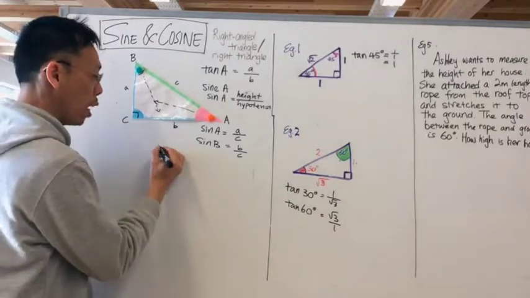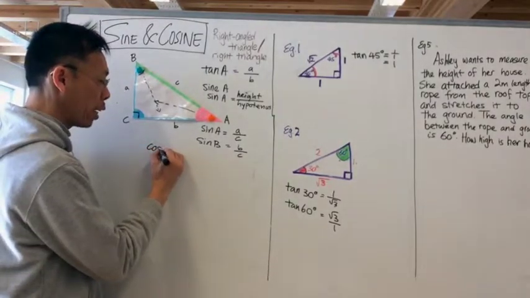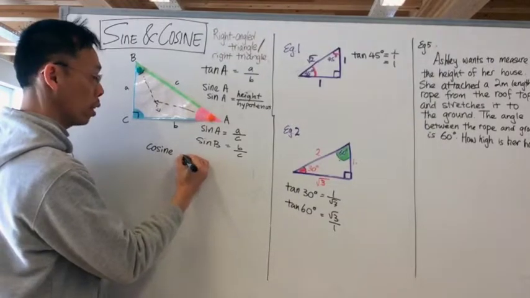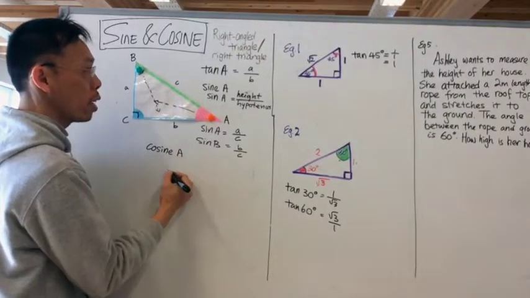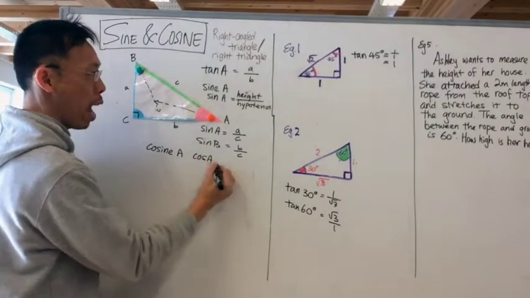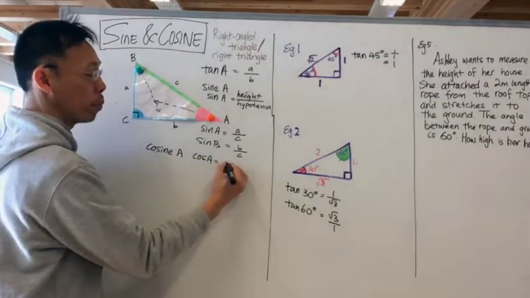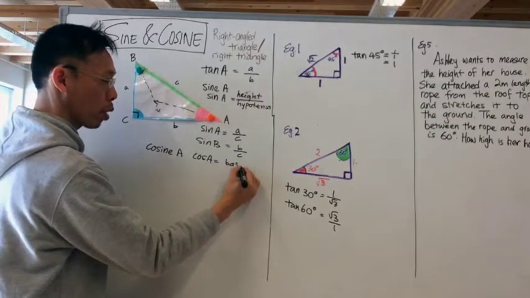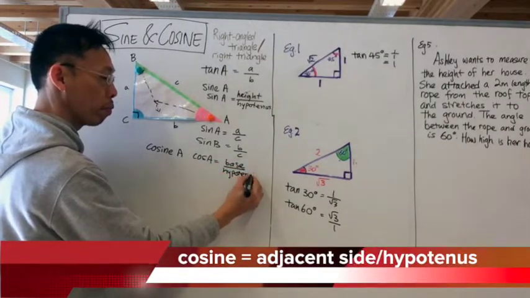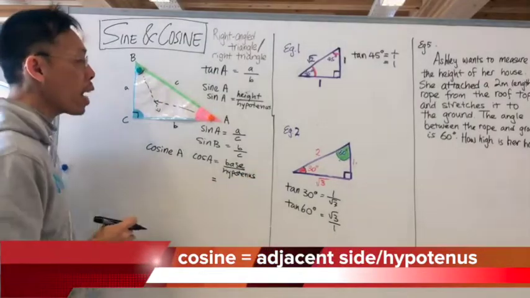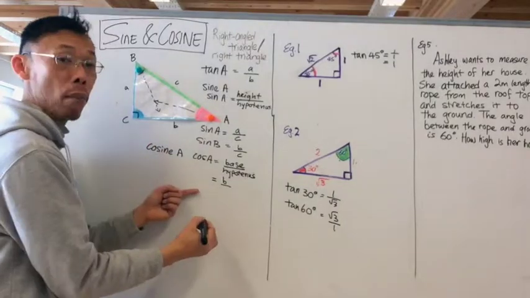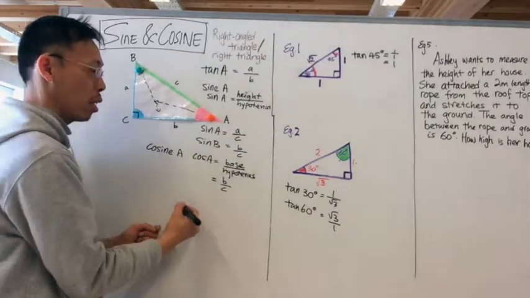Then we have another concept called cosine, C-O-S-I-N-E. And cosine of A, the short form is C-O-S A, cos of A, is the base over the hypotenuse. And for A, where's the base? Base is B, and the hypotenuse is C.